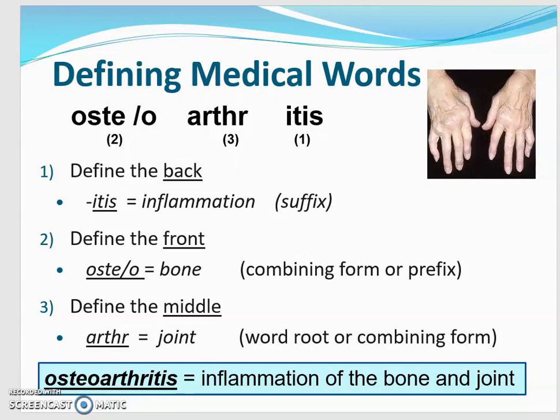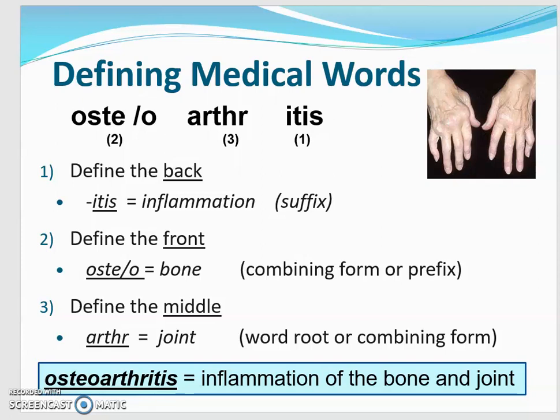Getting back to the slide here, osteoarthritis is our word. We're defining the back first. So you see the number 1 on the left-hand side of the screen. That correlates to the number 1 in parentheses under the word itis. The first thing we do in a definition is define the suffix. In this case, our suffix is itis, which means inflammation. Once again, I don't care if you know what itis means right now. I simply want you to understand the role the suffix plays in how we define the word. So itis is our last word. That means inflammation.